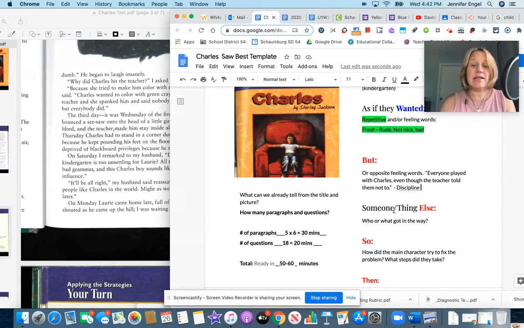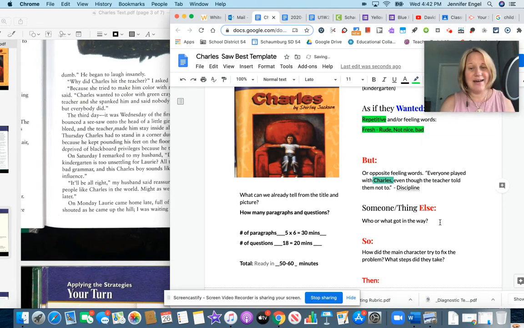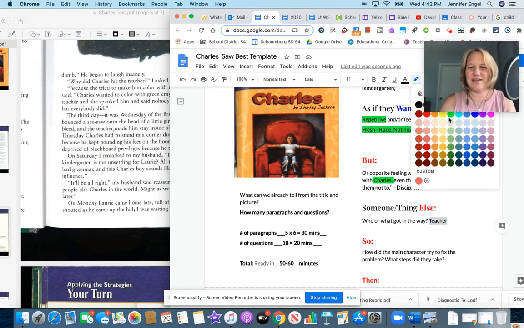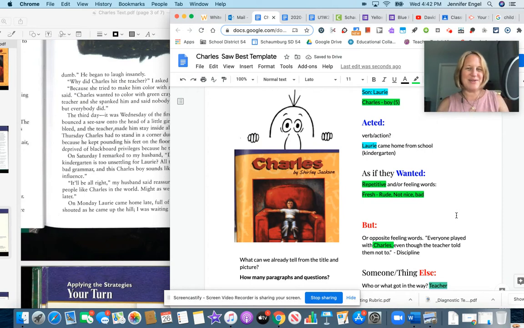So who was that someone else that got in? So this almost seems to be a story about Charles, even though it's being told from the mother's point of view. So who is getting into Charles' way? Well, right now it seems to be the teacher. Now, this is actually something interesting. When we talk about the main character in a story, where normally we think of the good guy, right?